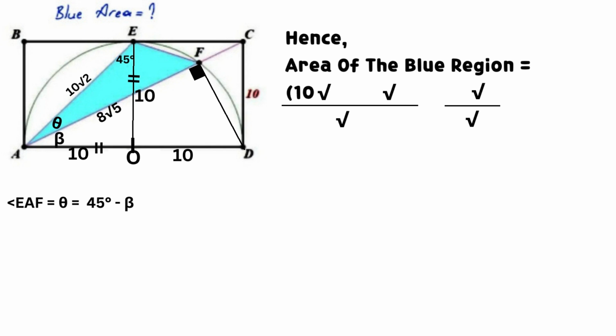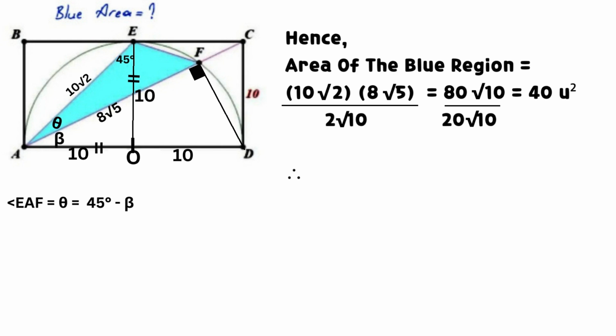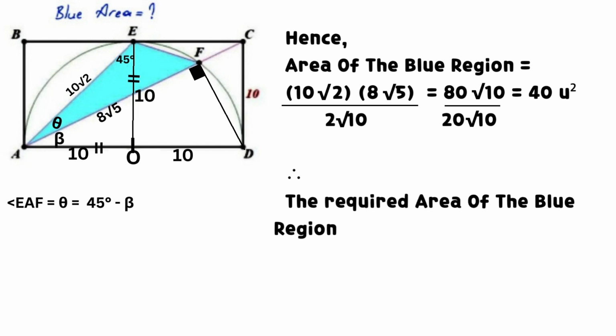Hence, area of the blue region equals the product of 10 times the square root of 2 and 8 times the square root of 5, all divided by 2 times the square root of 10, which equals 40 square units. After simplification of values, therefore, the required area of the blue region equals 40 square units.